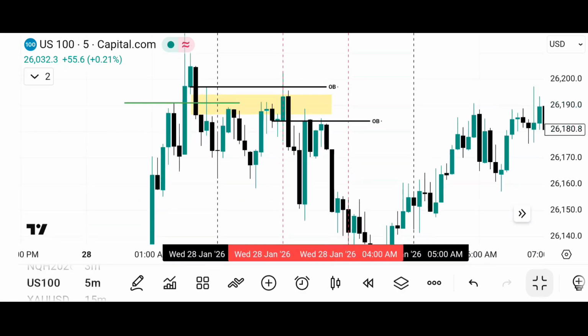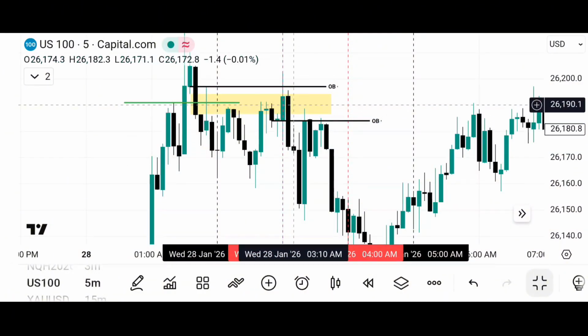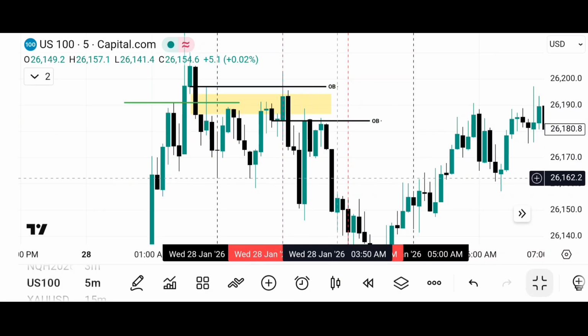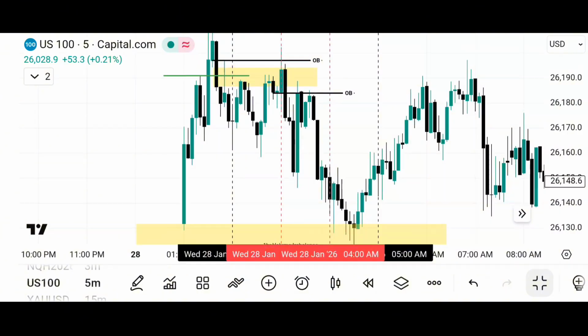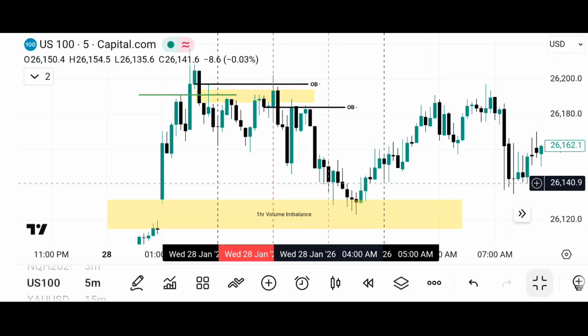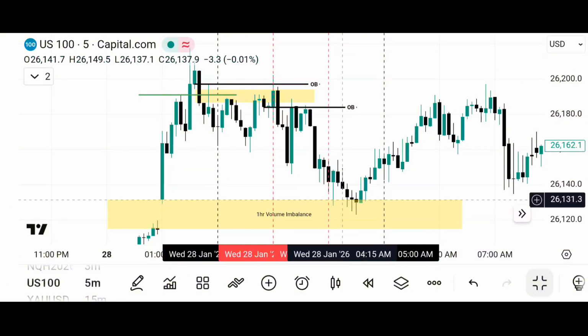And you can see also at this time window, price traded into the second order block being created in price and rallied down, started rallying down to where you can see this is 4 a.m., the end of the London kill zone silver bullet, and it's already close to the 1 hour volume imbalance.